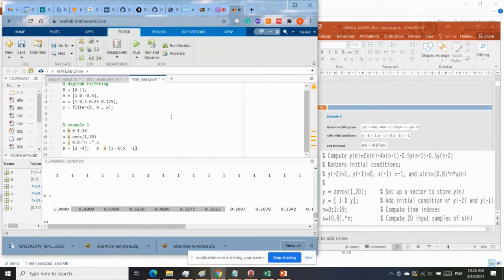Now the problem is in these signs. If we move y to the other side, the signs will change to become minus 1, minus a half, minus 1.